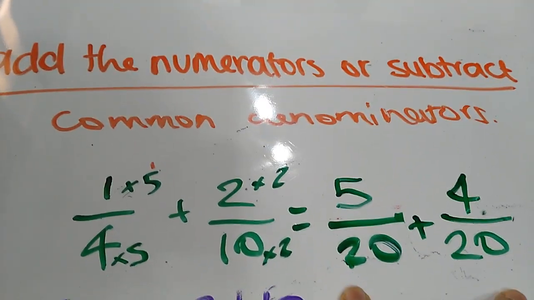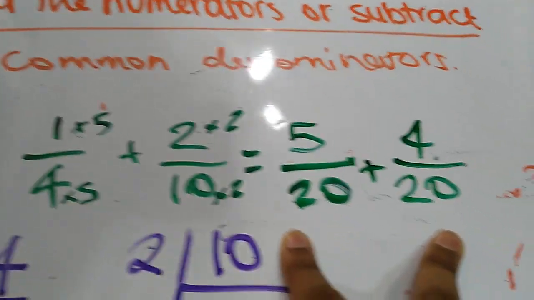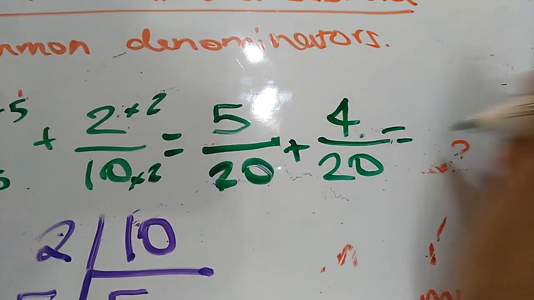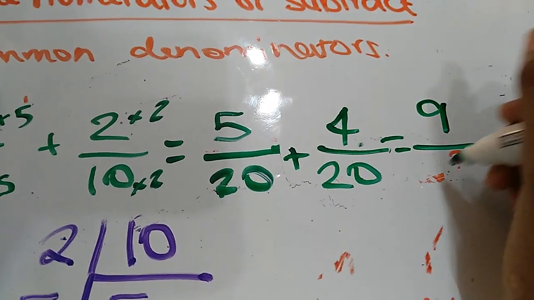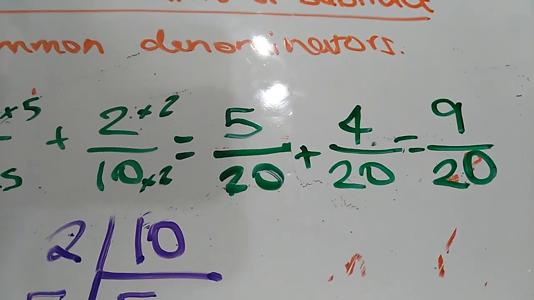And the rule is I can just simply add the numerators together. So this is familiar, right? So now we can just add the numerators through. 5 plus 4 is 9, and keep the same denominator, 20.